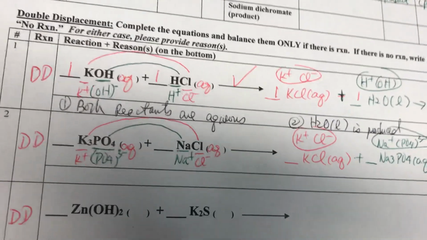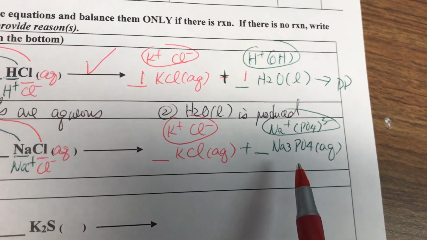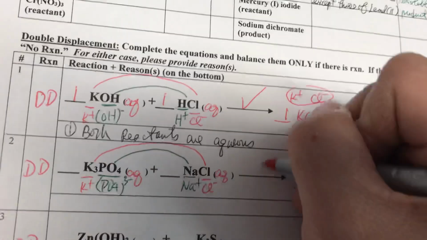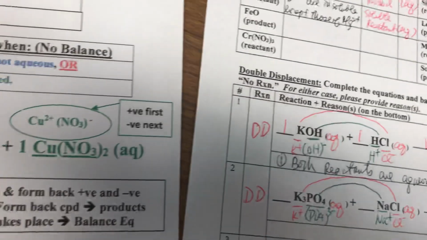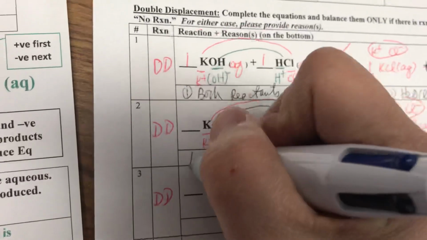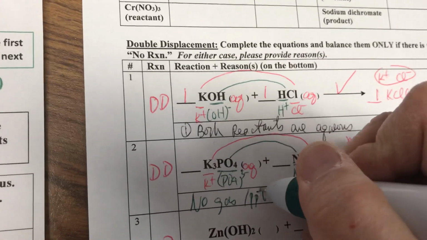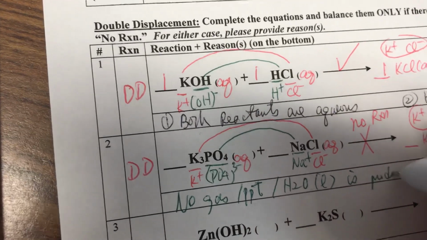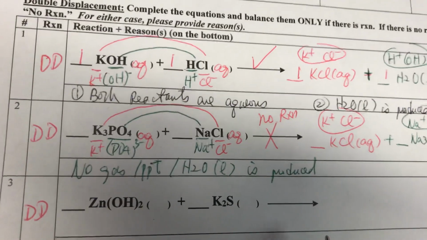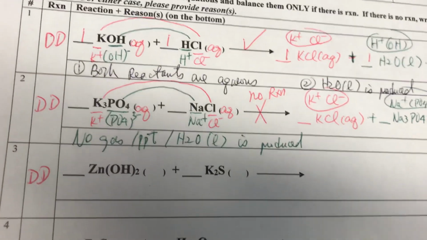Okay. Now in this situation, reaction would not take place, because even though the two reactants are aqueous, if you look it up, there's no water, no gas, no PPT formed. So actually the reaction would not take place. And the reason is that no gas, no PPT, no water liquid is produced. So with no reaction, we don't even balance the equation. Just leave it like that.